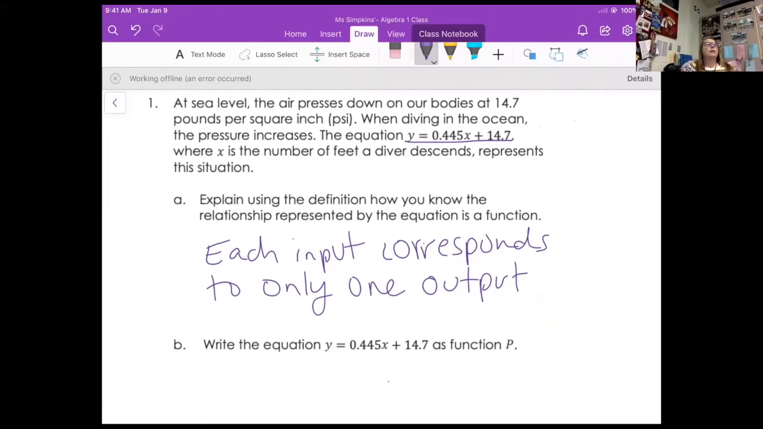So this equation has a y. We want to replace that. We want to write that with function notation. So it's telling me to use P. So we're going to use P. Our input variable is X. So we're going to write P of X equals, and we're not going to change anything else about that equation. We're going to leave it as 0.445X plus 14.7.